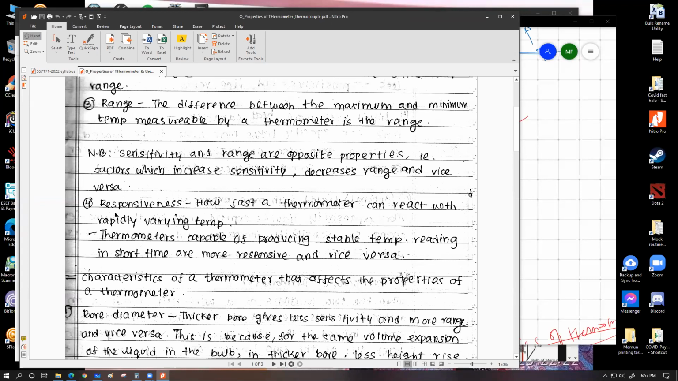Don't worry. Responsiveness. The fourth property that we have to understand is responsiveness. Responsiveness definition is how fast a thermometer can react with rapidly varying temperature. I'll explain what this means, but read this out once again. How fast a thermometer can respond to rapidly varying temperature. Now, what does this mean? It means essentially that, try to think of a physical scenario.